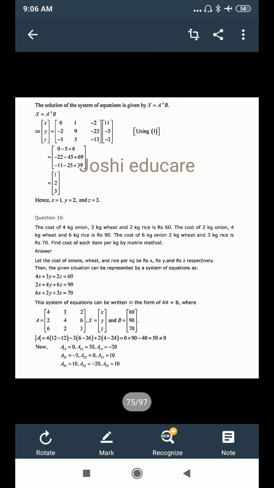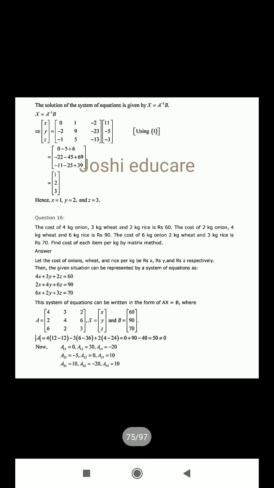Now you can easily find this using the matrix method. So first of all, A is our matrix of the coefficients of x, y, z. X is a column matrix and B is a column matrix of the constant terms. Find the value of determinant of A. On calculating, it comes out to be 50, which is not equal to 0, means you can find the solution. A inverse exists. Now, first of all, we will find the A inverse. For that, you will calculate adjoint of A divided by determinant of A.